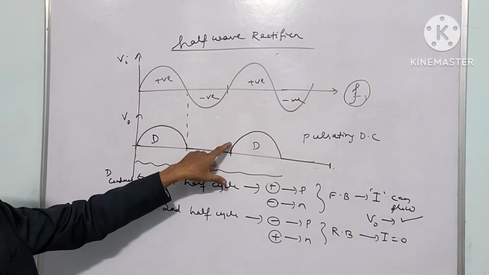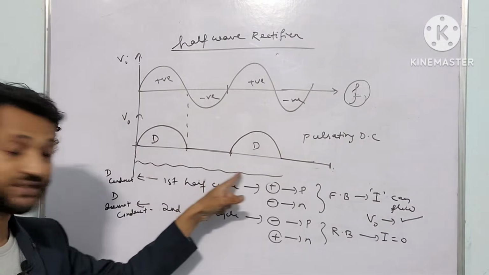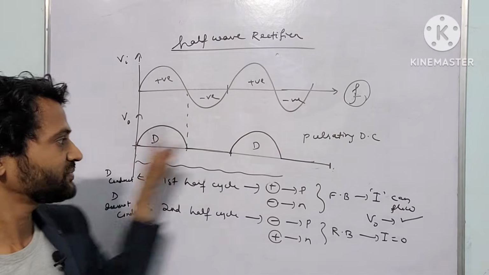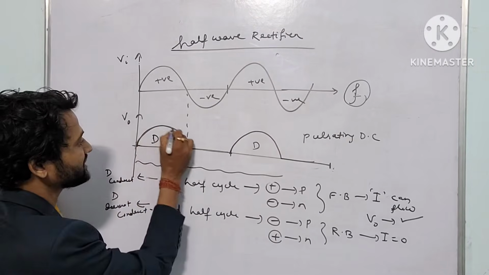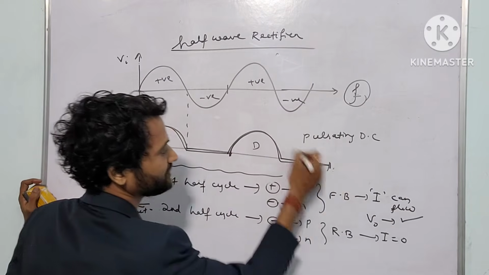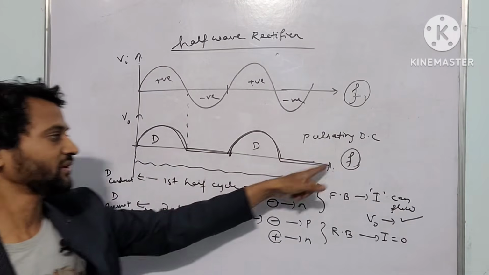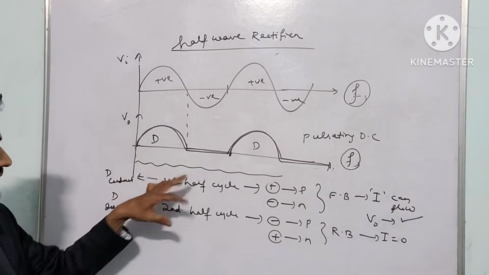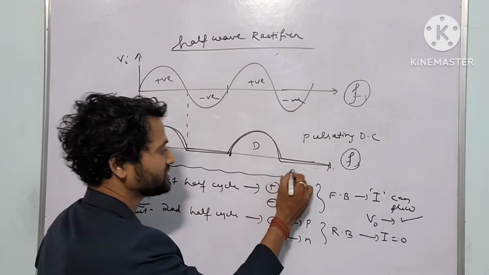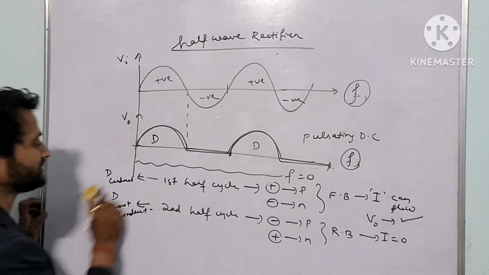If it is pulsating DC, it has a frequency. Don't say it has zero frequency. If it is final DC, then the frequency will be zero. Since the input has frequency f, in pulsating DC one complete cycle comes in the same time period, so the frequency will be the same. So the input frequency is equal to the frequency of pulsating DC. Then after connecting a filter, you will get a steady DC, which has frequency 0. So that is all about the half wave rectifier. Clear?